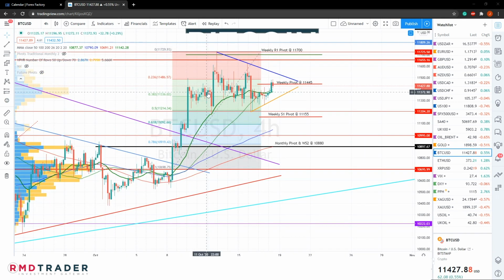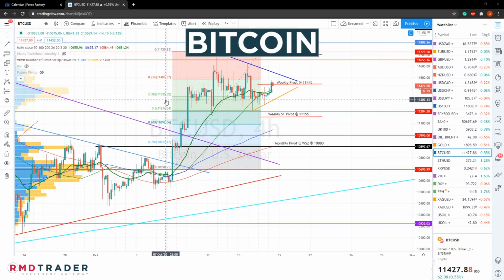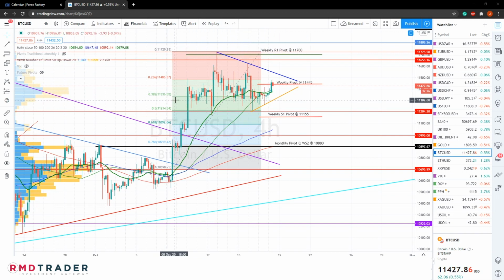We are finally concluding this week's video by looking at Bitcoin USD. Last week saw a brief rally to resistance, and price very briefly then got rejected at last week's weekly R1 pivot at 11,700. That coincidentally is also this week's weekly R1 pivot.